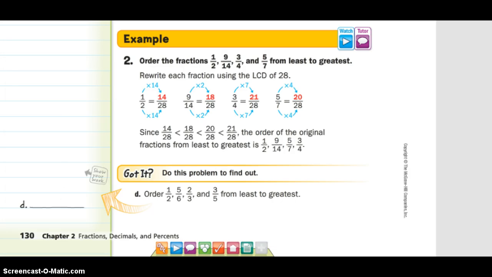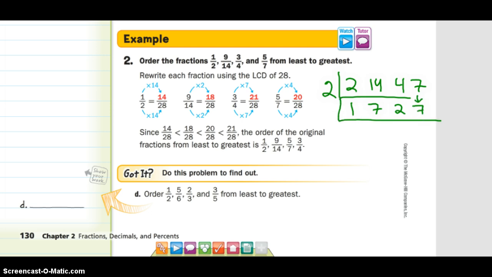Let's keep going. Alright, in example number 2, we have to order the fractions, which means we need a common denominator. For those of you that forgot, I'll show you how to do LCM. We have 2, 14, 4, and 7. Now this is the one where I can have 2 or more. So 2 goes into 2 one time, 14 7 times, and 4 2 times. I'm going to carry the 7 down. Now I have 2 7s, so I can pull out the 7.